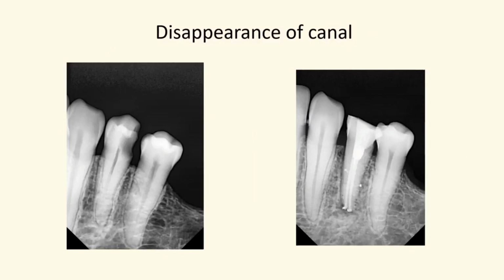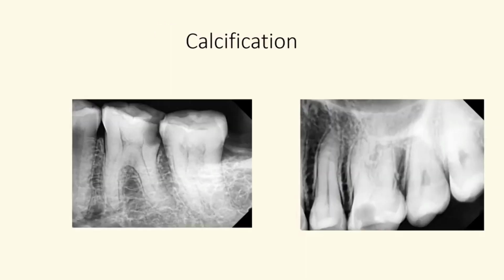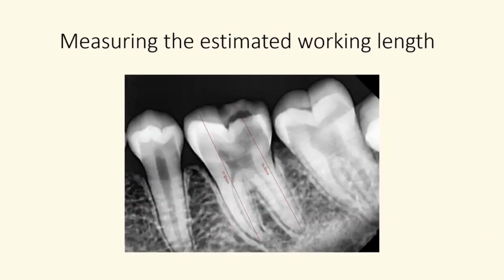Third is the disappearance of canal. It is suggestive of canal bifurcation or trifurcation. Fourth is the calcification. It will help you decide the mechanical strategy of your instrumentation. In such cases, preferably use C plus files to negotiate through the calcifications. And fifth is measuring the estimated working length.